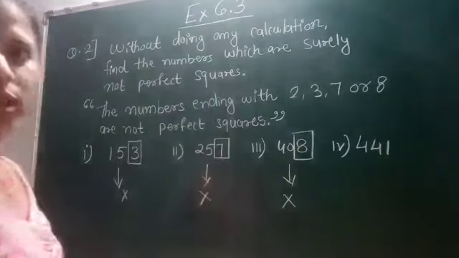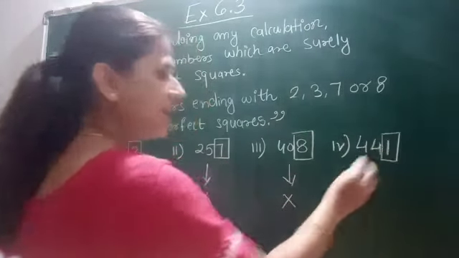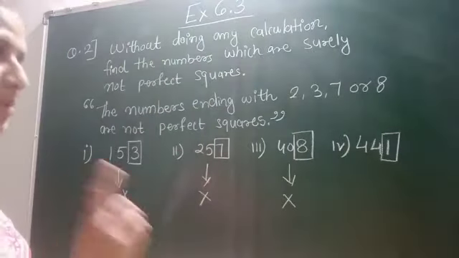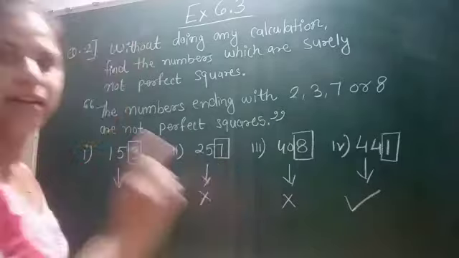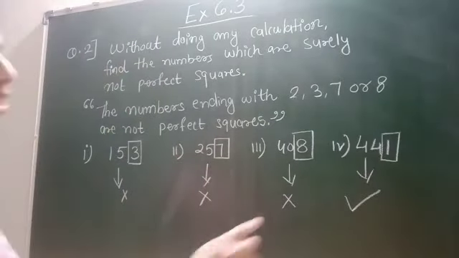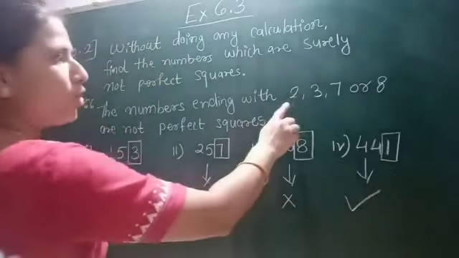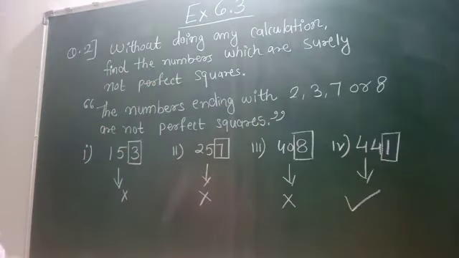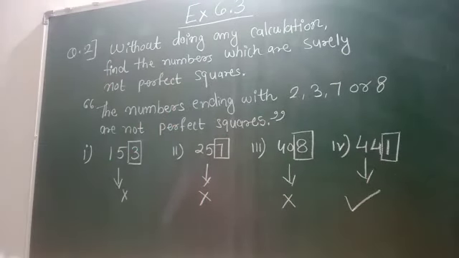Look at this 441. In this number, the ending digit is 1. So 441 is a perfect square number, because in this number the ending digit is not 2, not 3, not 7 and not 8. Here the ending digit is 1. So this number will be a perfect square number.